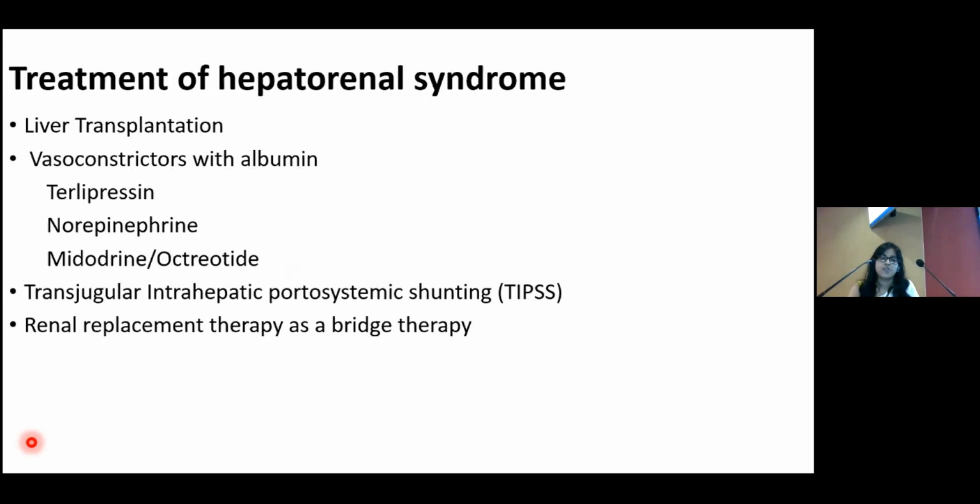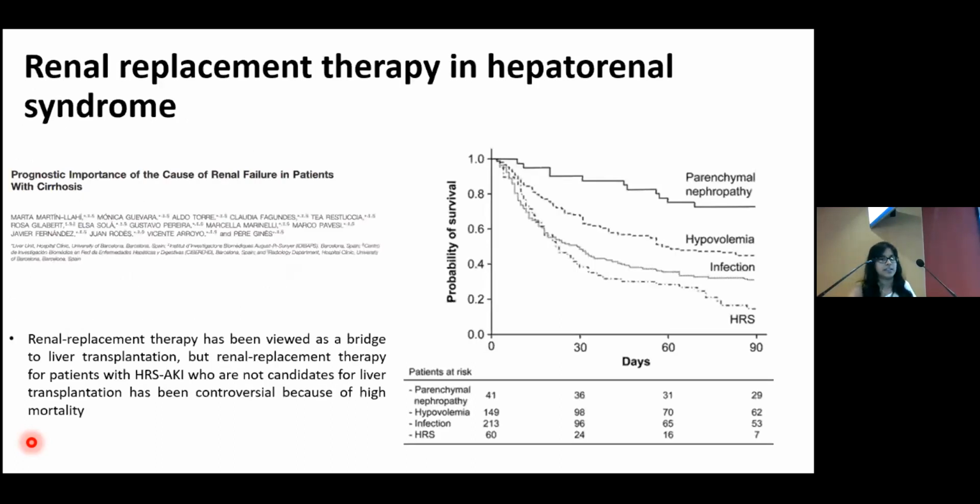And then the transjugular intrahepatic portosystemic shunting. Now the recommendation is not to use TIPS only to treat hepatorenal syndrome. And then the renal replacement therapy. The place of renal replacement therapy is that we can use it as bridge therapy. So I'll tell you about the renal replacement therapy.